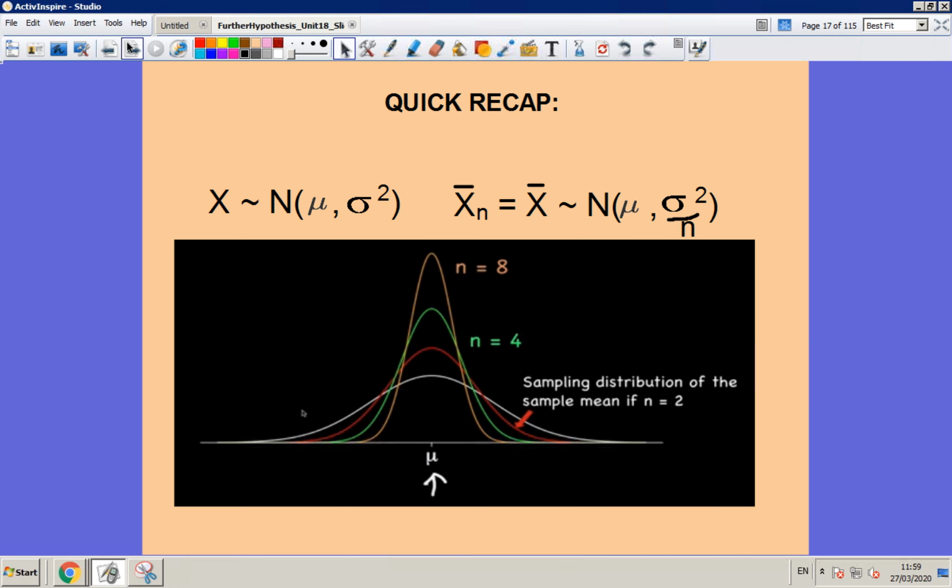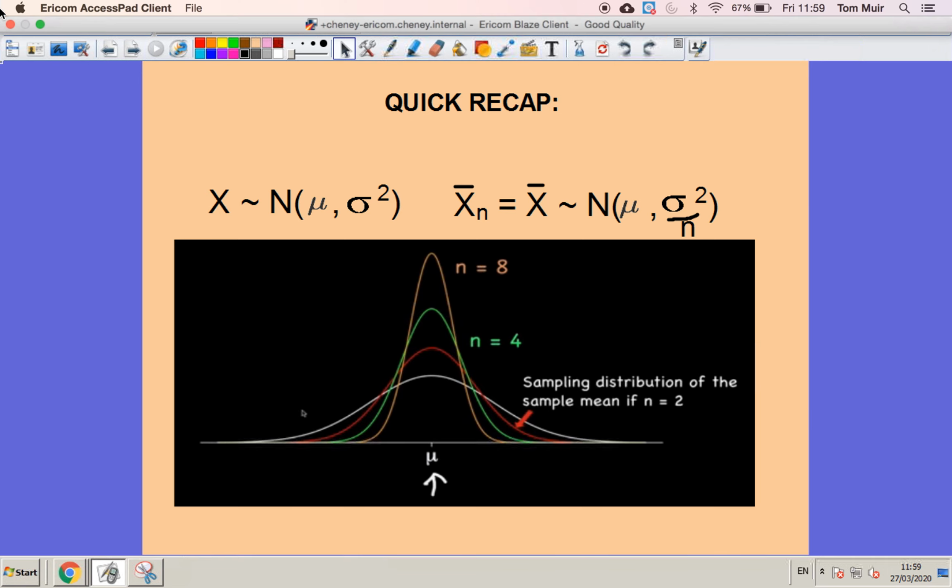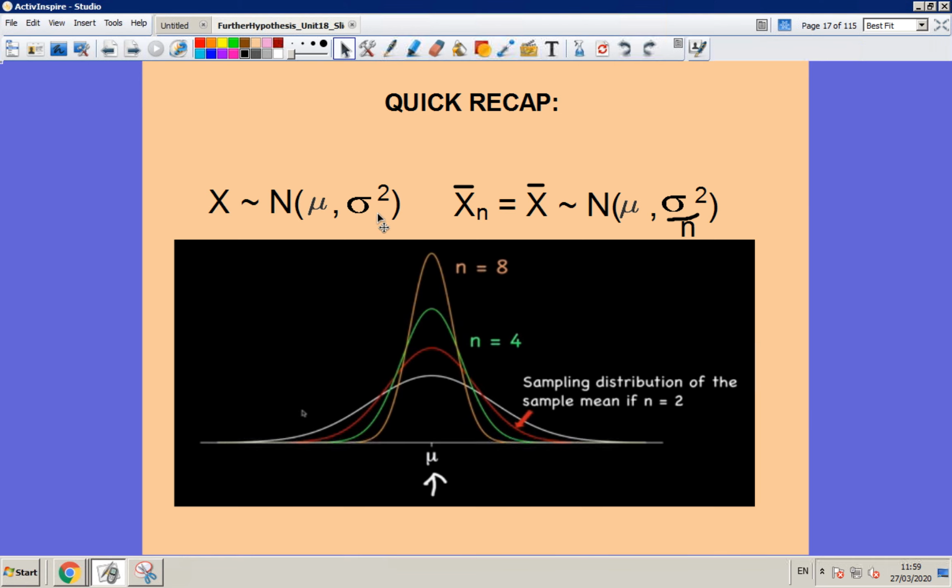Alright, so quick recap from last time. Last time out we said that for x, a continuous random variable normally distributed with a mean of mu and a variance of sigma squared, if we take samples of that population, then the sample means also form a normal distribution, with a mean also of mu, but a variance equal to sigma squared divided by n.